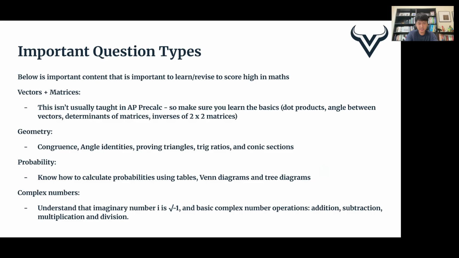For probability, you should know how to calculate probabilities using a variety of different things, including tables, Venn diagrams, and tree diagrams, as well as different types of probability, including conditional probability. And for complex numbers, understand that imaginary number i is the square root of -1, and basic complex number operations involving addition, subtraction, multiplication, and division.